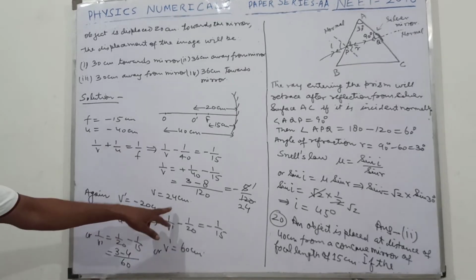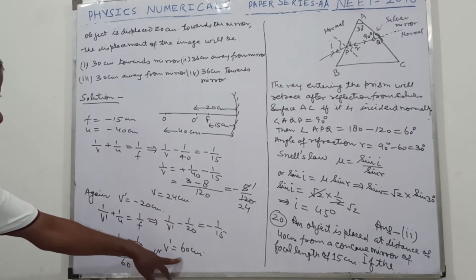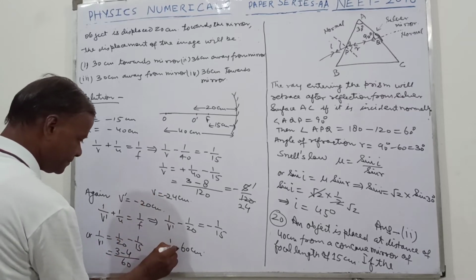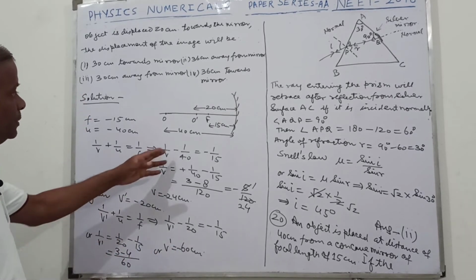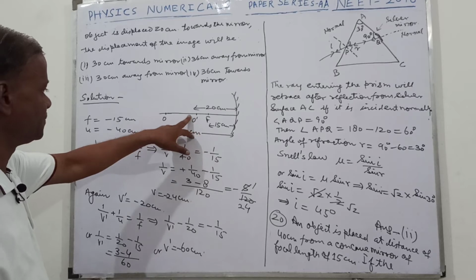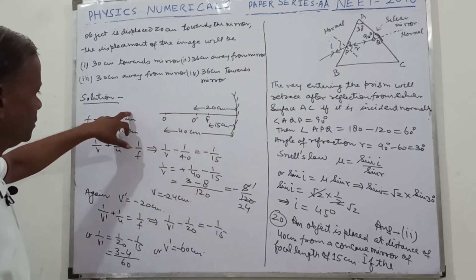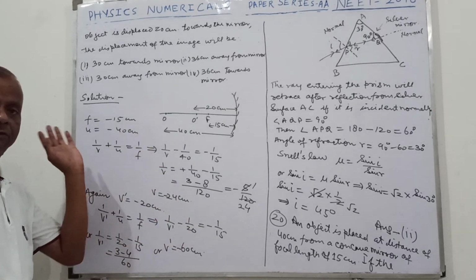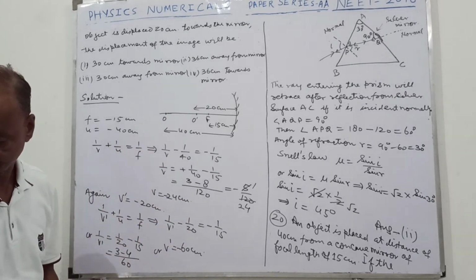It means that initially it was at 24 centimeter, then at 60 centimeter. Here we have with a minus sign. So when it was at this point, then it has gone to this one. So the image will shift away from the mirror.